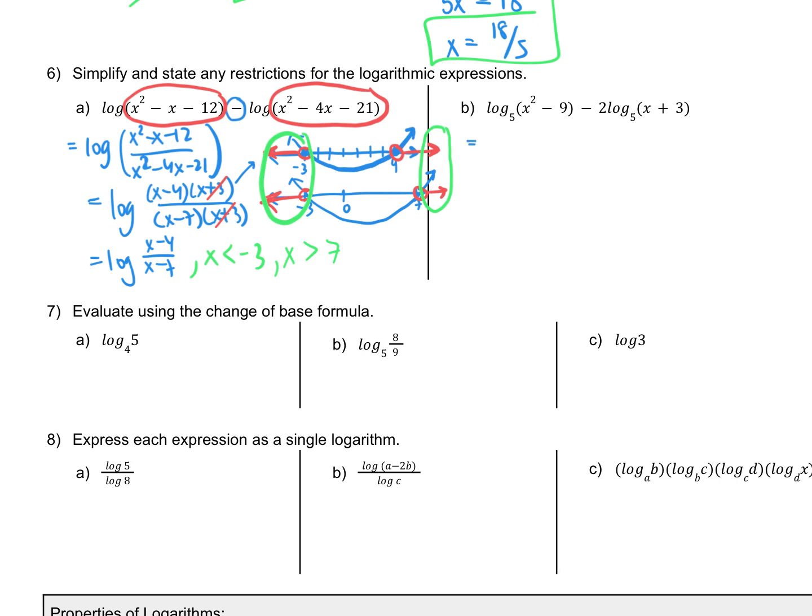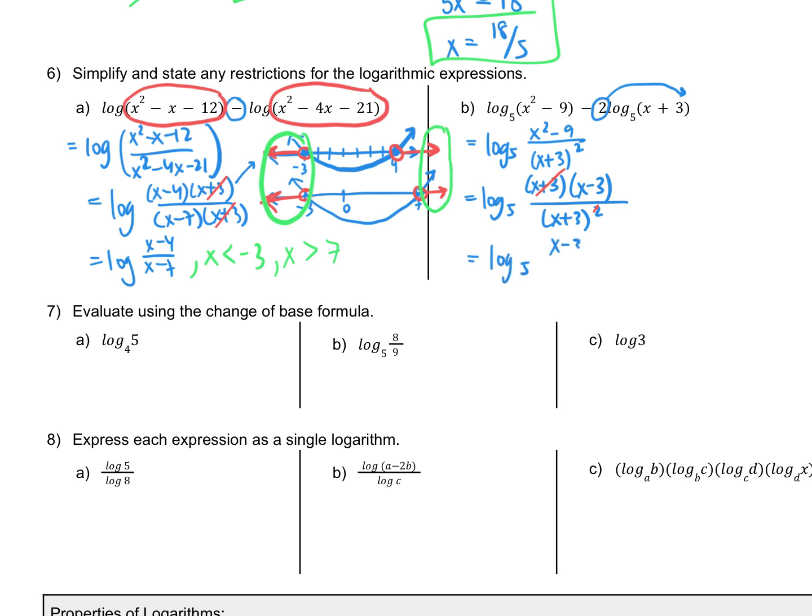Again, I have subtraction, and this time I have base 5. And actually, I notice this coefficient that will become an exponent. So I'll have x squared minus 9 in the numerator, and in the denominator, I'll have (x plus 3) squared. I'm just going to do 2 steps in one. And now my numerator, of course, is a difference of squares. So I should factor that. And something does cancel out. One set of x plus 3's. So we have x minus 3 in the numerator and x plus 3 in the denominator.